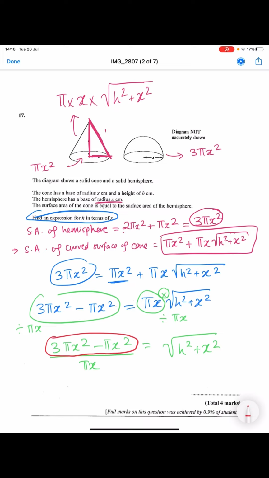How do we simplify 3 pi x squared minus pi x squared? Well, that's the same as doing 3 take away 1, because these are the like terms. Okay, so we're just going to do 3 take away 1, which is 2. So therefore 3 pi x squared minus pi x squared should leave us with 2 pi x squared. Okay, now let's further simplify this. This is basically 2 pi x squared divided by pi x.